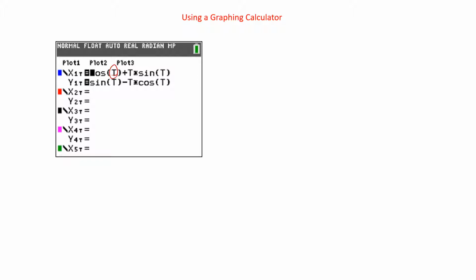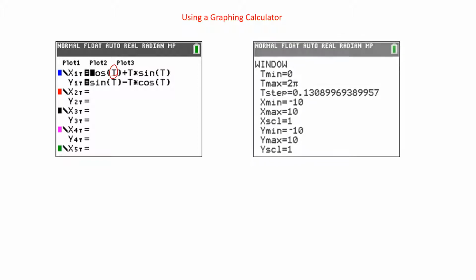Now, if you just graph it, you're probably not going to see what you want to see. You need to change the window setting. Specifically, you're going to want to change your t's. A lot of times it'll start out at 0 and go to 2 pi. As soon as you move the cursor from 2 pi, it'll change to 6.28 and so on. I would type in 2 pi. You can do that.